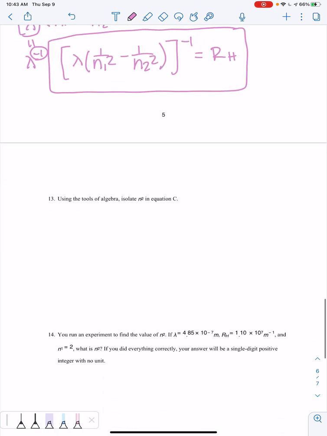So now for number 13, we want to isolate N2 from equation C. So we're just going to write equation C again.